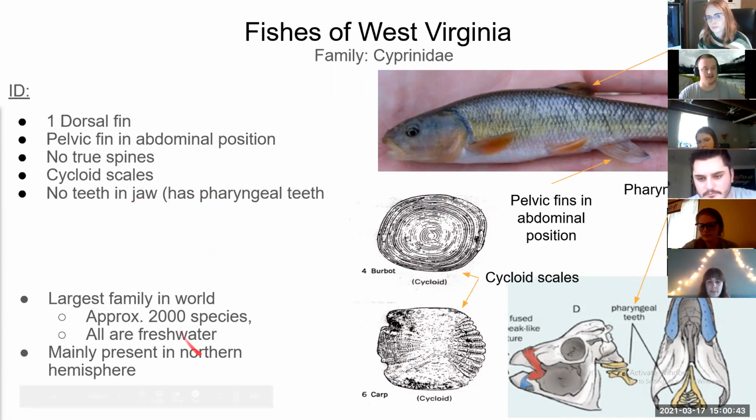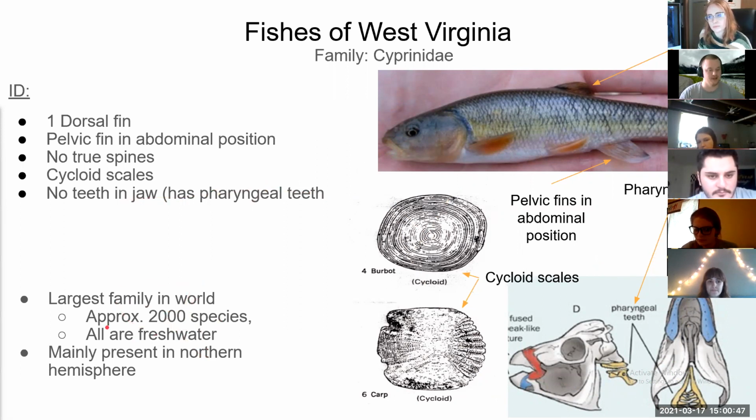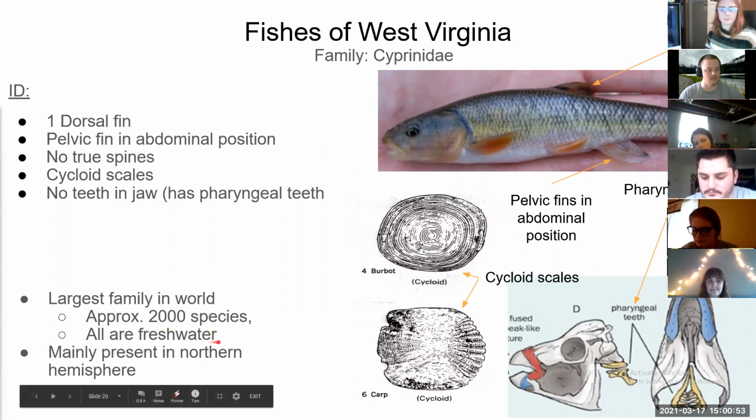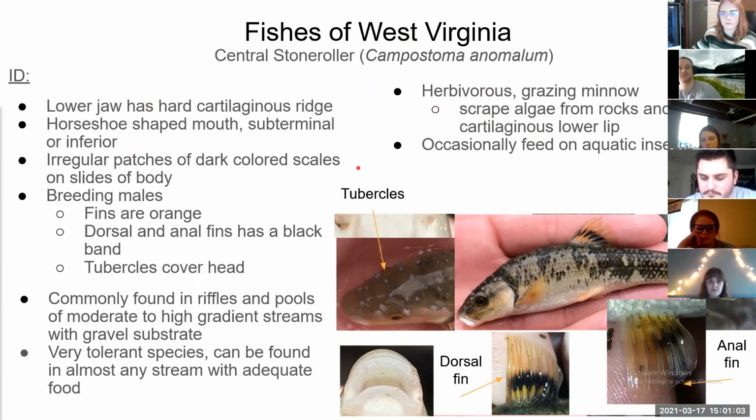So Cyprinidae is the largest fish family in the world. It's approximately 2,000 species, mostly in the Northern Hemisphere. And these are all freshwater fish. And it's fairly diverse. So within that, I'm just going to cover two.